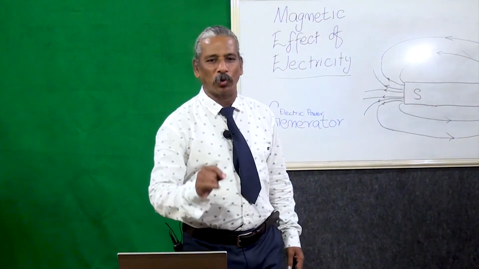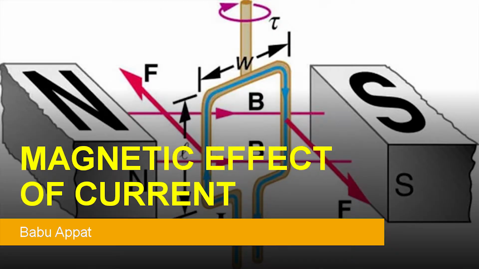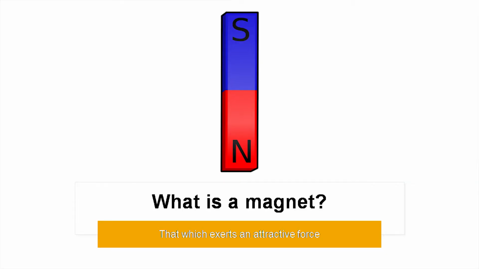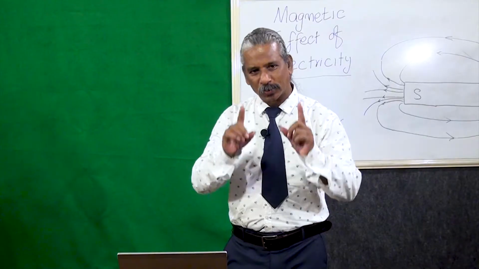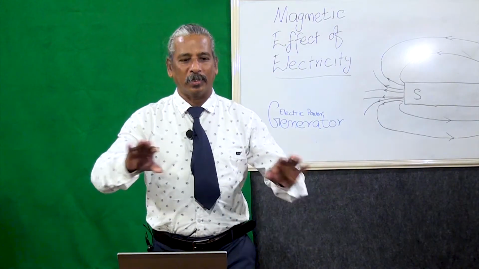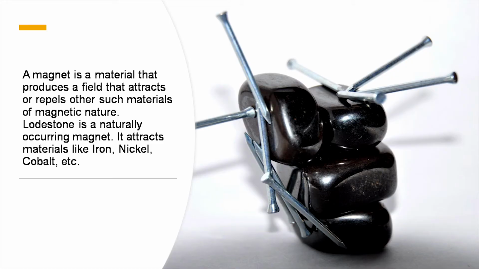Welcome to a discussion on magnetic effect of current. We'll define what a magnet is first. That which attracts other materials, congenial materials, is called a magnet. A magnet is a material that produces a field that attracts or repels other such materials of magnetic nature.